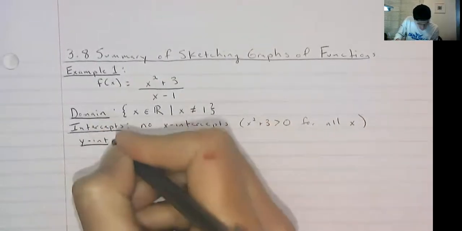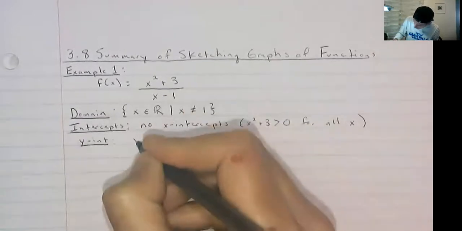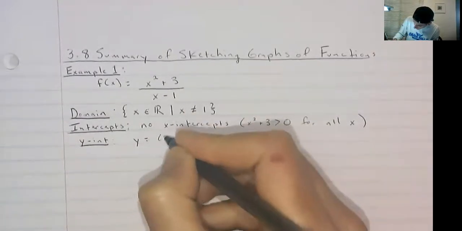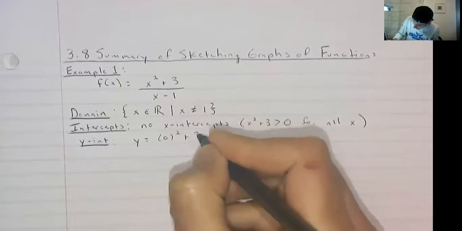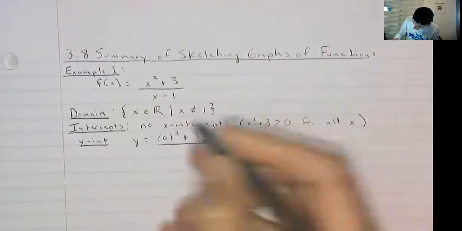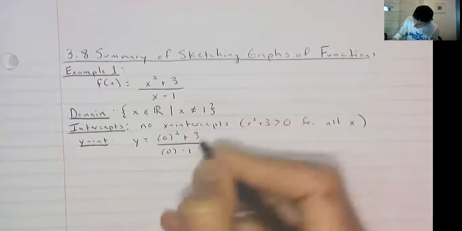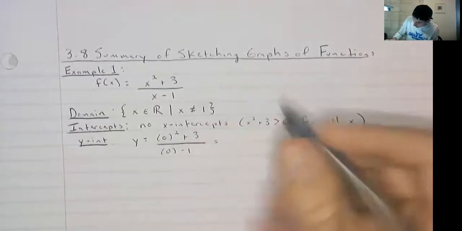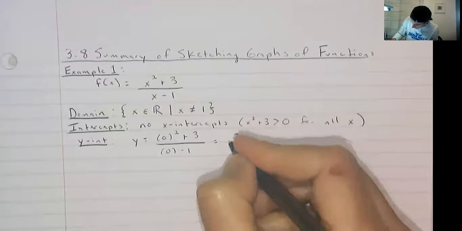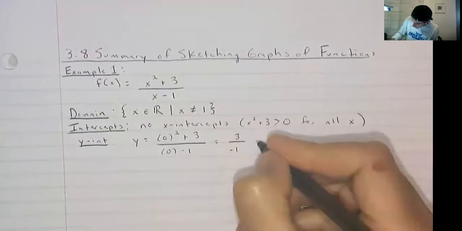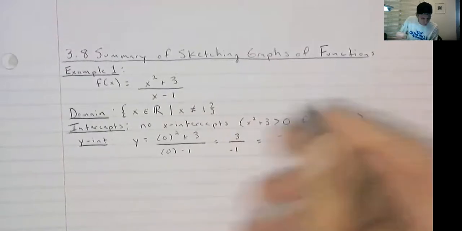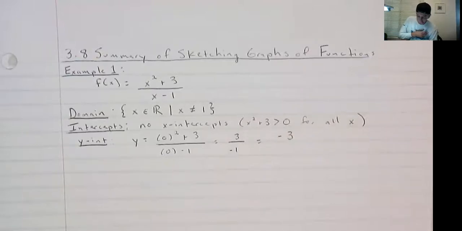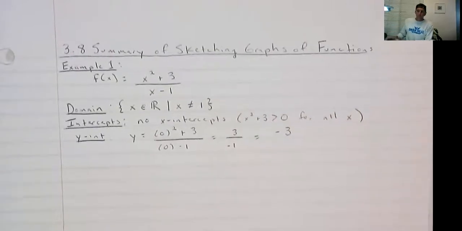So our y-intercept can be found by inserting a 0 for our x's. Zero squared is 0, plus 3 is 3. 0 minus 1 is negative 1. So our y-intercept is at negative 3. Cool. So it doesn't cross the x-axis, but it's going to cross at negative 3.